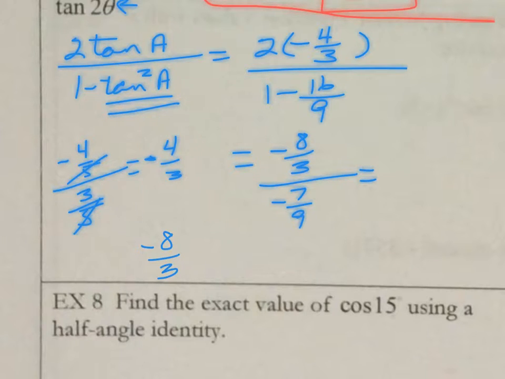Negative 8/3. So times the reciprocal of negative 7/9, which is negative 9/7. 3 cancels with 9 and makes 3. How about 24/7?